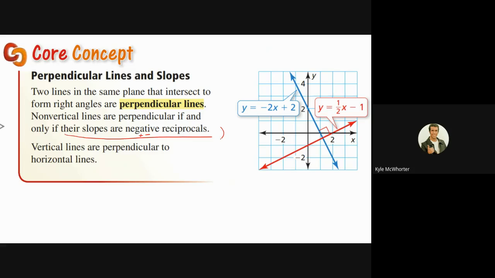Reciprocal means like flipping over a fraction, right? A over B, the reciprocal would be B over A. So that when you multiply them, they equal 1. But if they're opposite signs and we multiply them, they're going to equal -1. So one way to check if these lines are perpendicular is if you multiply their slopes, it should equal -1.